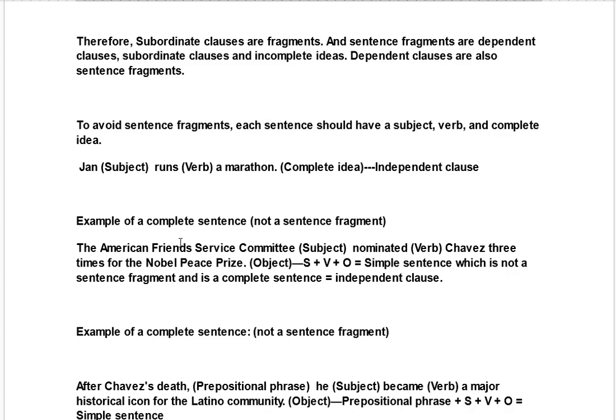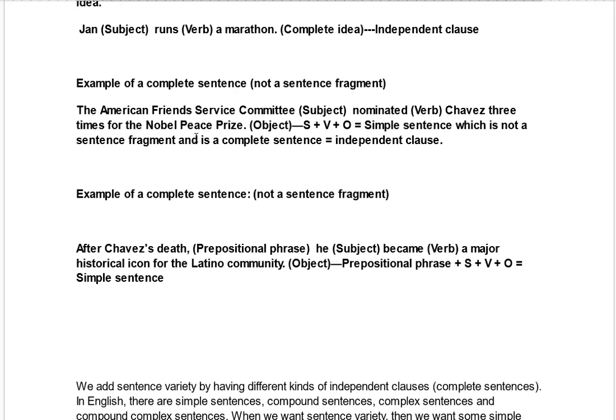Here is another example of a complete sentence. It's not a sentence fragment. So this shows up on your quiz. The American Friends Service Committee, subject, nominated, verb, Chavez 3 times for the Nobel Peace Prize, object. Subject, verb, object. This is a simple sentence, which is not a sentence fragment, is a complete thought, is a complete sentence, and it's an independent sentence. And so here is another complete thought, and another correct sentence.